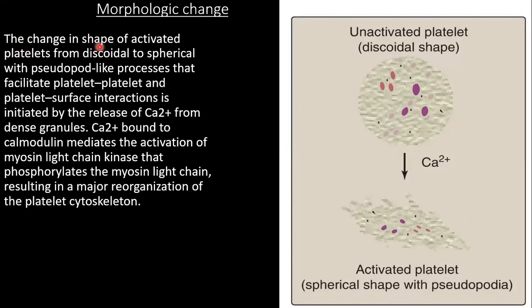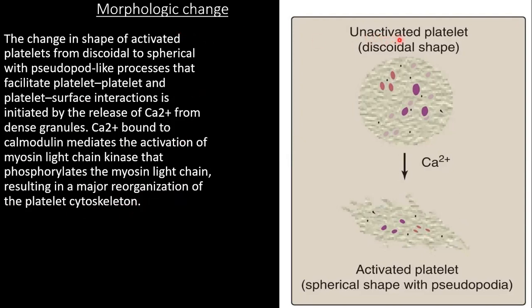Now, the change in shape of activated platelets from discoidal to spherical with pseudopod-like processes that facilitates platelet to platelet and platelet surface interaction is initiated by the release of calcium from the dense granules. This calcium will bind to calmodulin and mediates the activation of myosin light chain kinase that phosphorylates the myosin light chains, resulting in a major reorganization of the platelet cytoskeleton. That is how the morphologic change occurs.